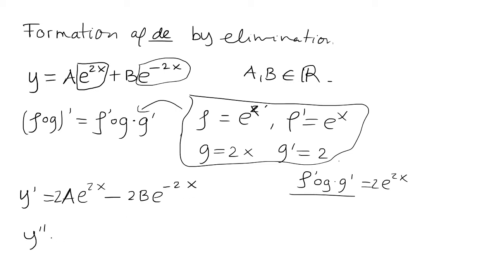If we differentiate twice, we simply apply the same rule as we used before. But now we have a 2 standing here, so we simply put 2 down again from the chain rule. So we have 4a multiplied by e to the power of 2x, minus 2 multiplied by minus 2, which is of course 4, b e to the power of minus 2x.